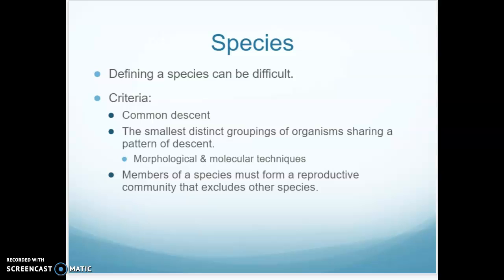Now, one thing they talk about a lot in this chapter is species. Okay, so what is a species? Well, defining a species can be difficult. The criteria that we define a species by is their common descent, or how they're related as far as evolutionary characteristics go. And they also talk about how members of a species must be able to form a reproductive community that excludes other species. So they should be able to produce offspring with each other, but not with what we would consider not to be the same species.